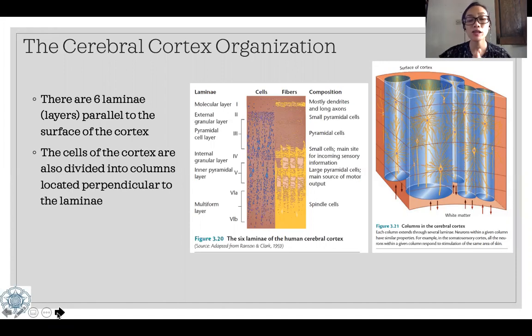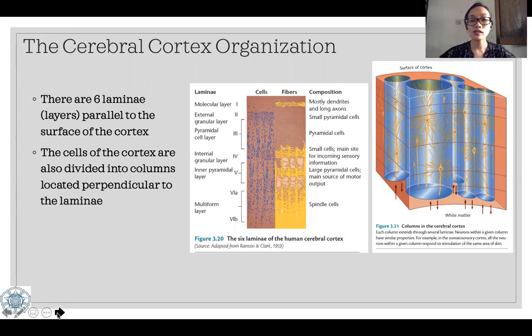So for example, lamina 5, which sends long axons to the spinal cord and other distant areas, is thickest in the motor cortex, which has the greatest control of the muscles, right? But lamina 4, which receives axons from the sensory nuclei of the thalamus, is prominent in the sensory areas of the cortex, which are the visual, auditory, and somatosensory, but absent from the motor cortex.